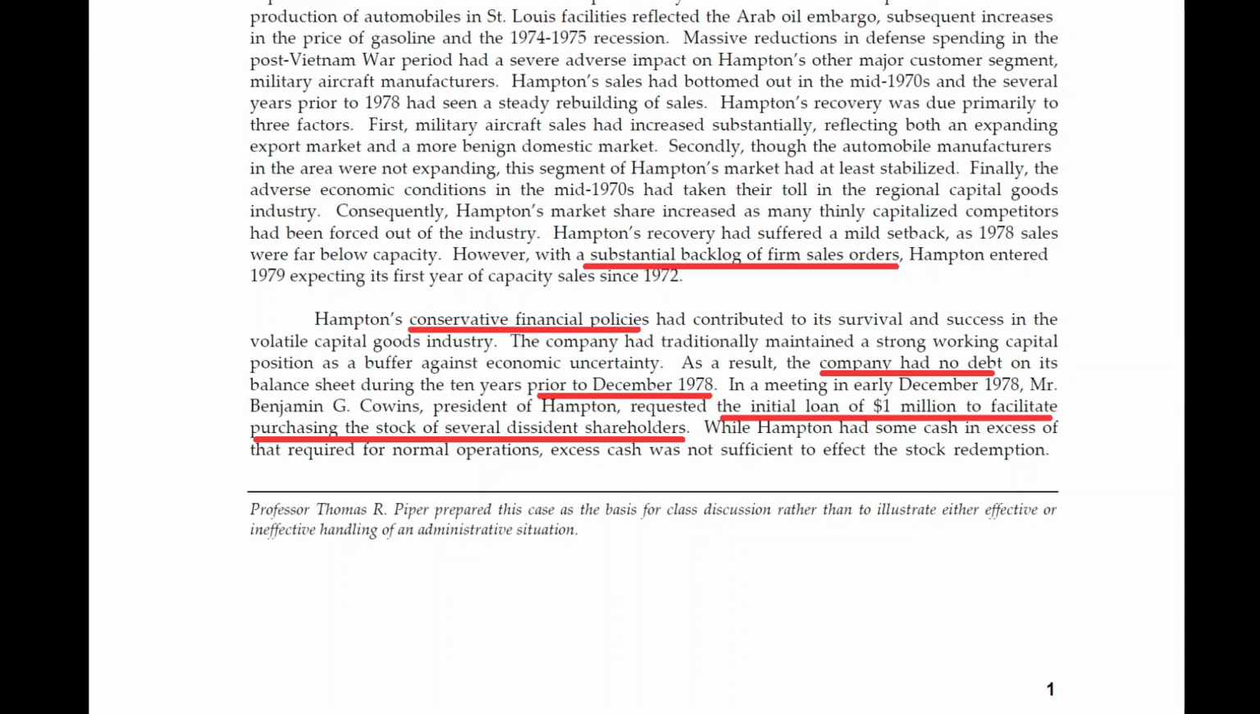In the last paragraph of the first page, it specifies that the company has a conservative financial policy, which means that the company had no debt on its balance sheet prior to December 1978, or last year. What happened then? Why does the company have a situation where it has $1 million in debt and is not able to pay back the bank this month? The case specifies that the president of the company borrowed $1 million to purchase the stock from other shareholders.